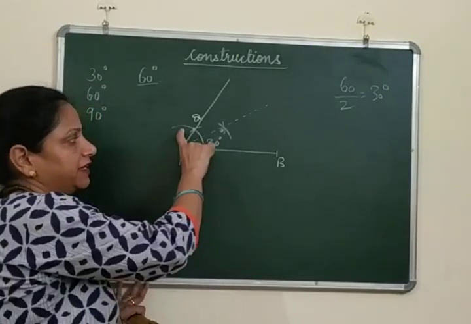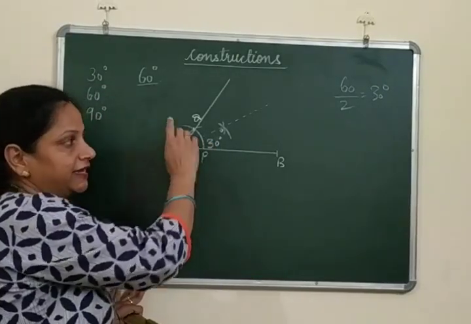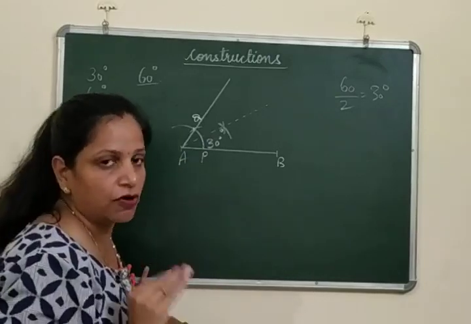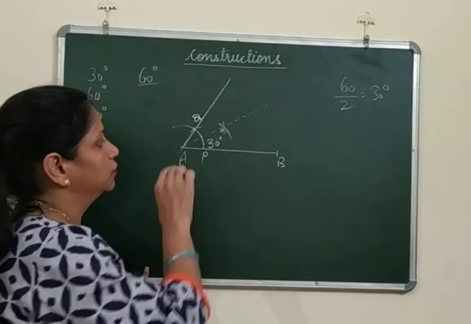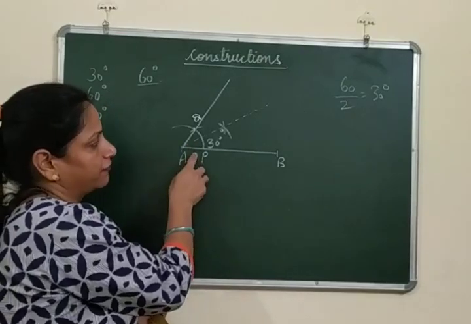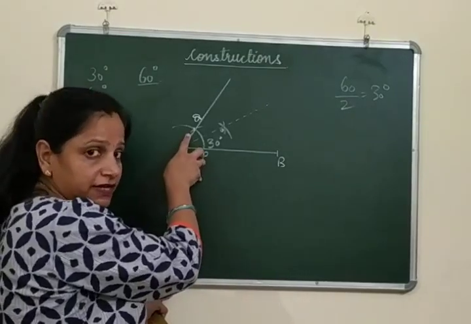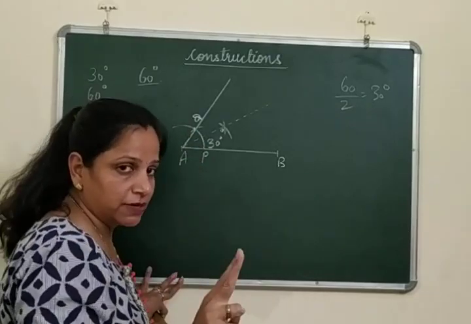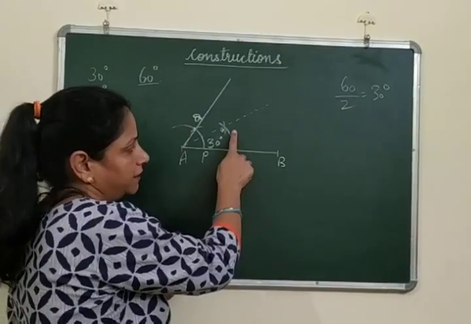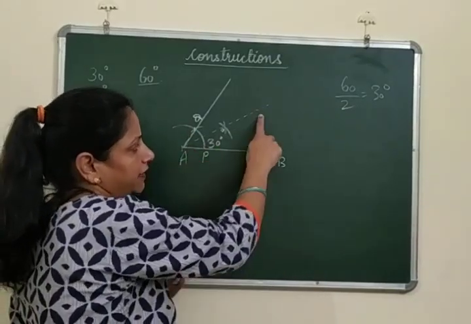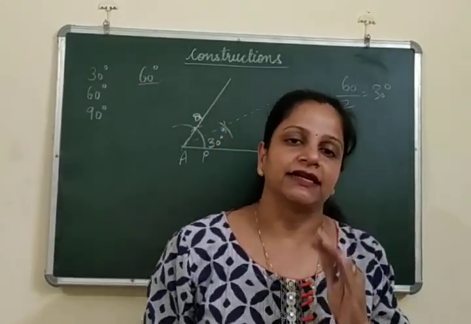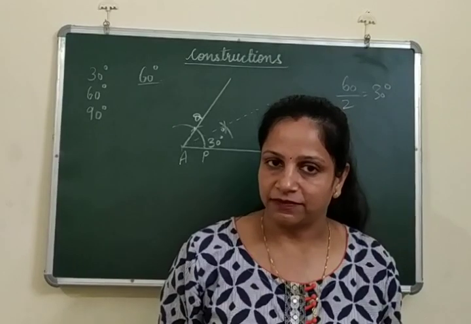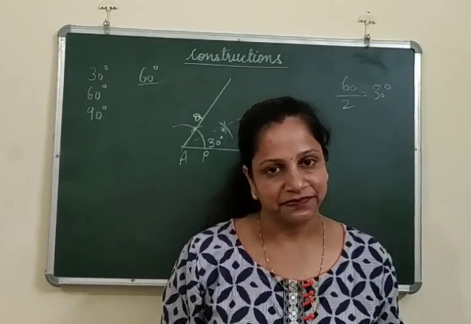I hope it is clear. First of all, you have made the angle of 60 degree. Then if you need to make the bisector or the angle of 30 degree, from the 2 points that we have, with any radius, but the radius should be the same for both the points, we draw an arc and then we draw the line. It divides the 60 degree angle into 2 parts, that is 30 degree and 30 degree. I hope it is clear.